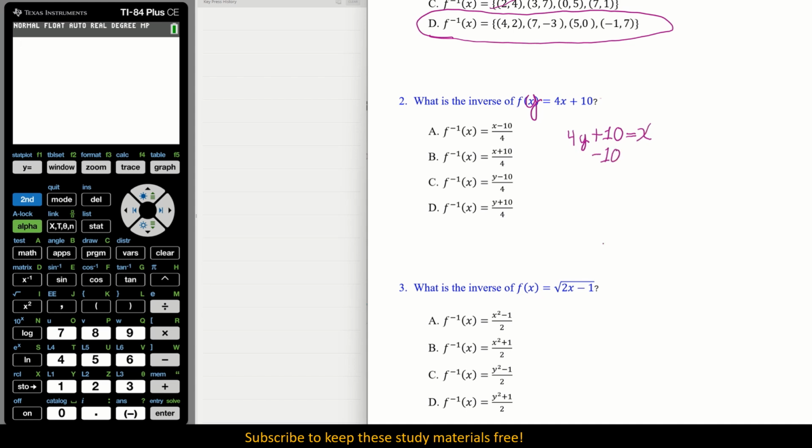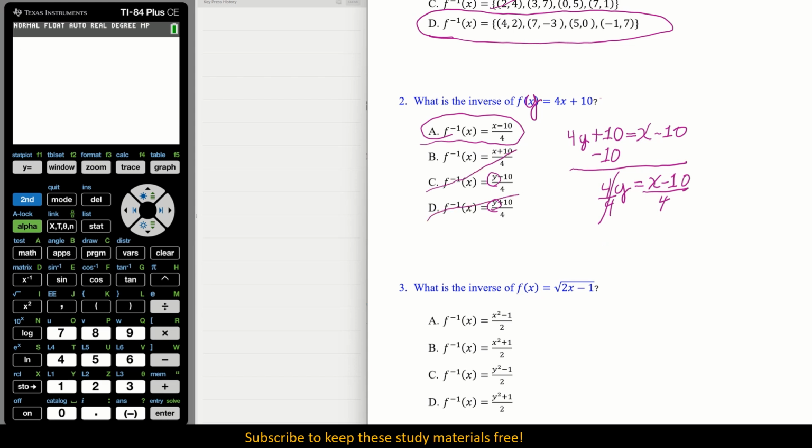So minus 10 on both sides. And that leaves us 4y equals x minus 10, divided by 4 on both sides. 4 over 4 is 1. So this leaves us with option A. Now we could see that C and D are incorrect because all they did was solve for x, and one of them obviously is solved incorrectly. So all of this we get rid of.